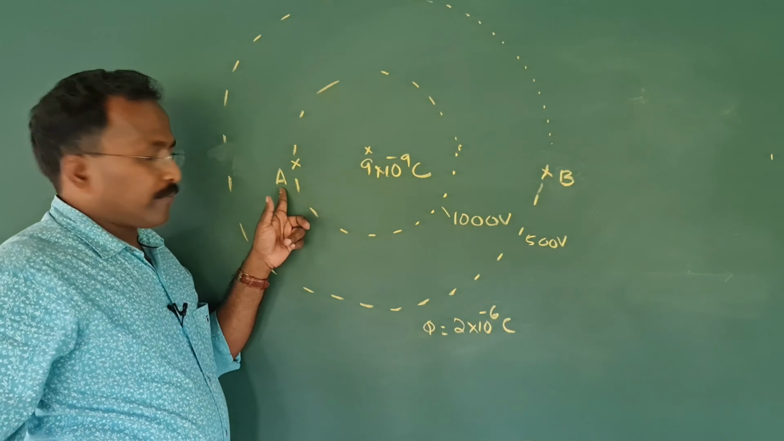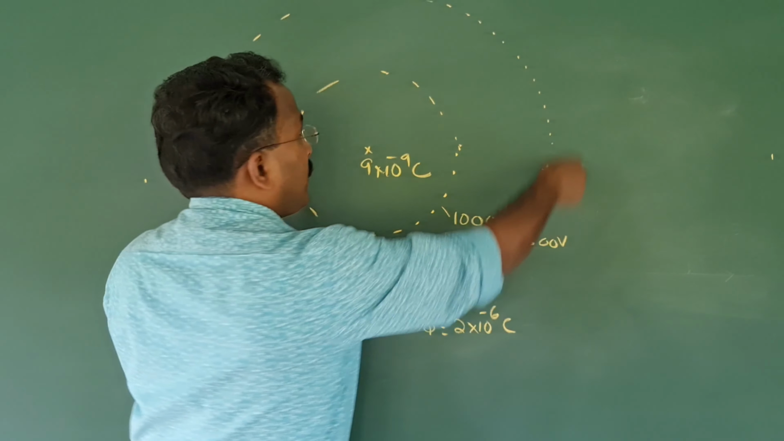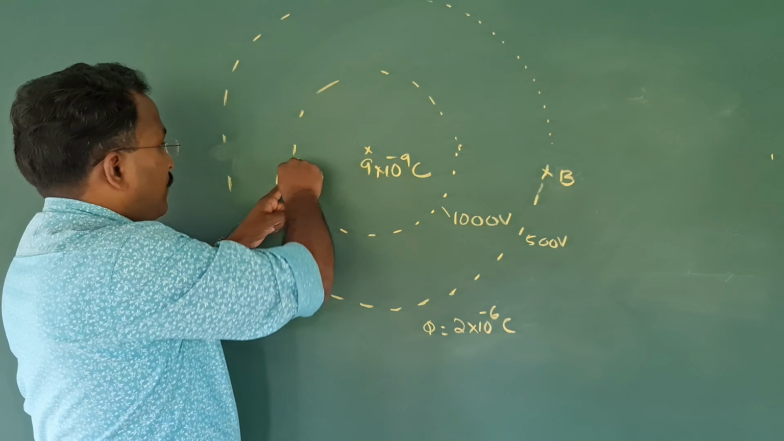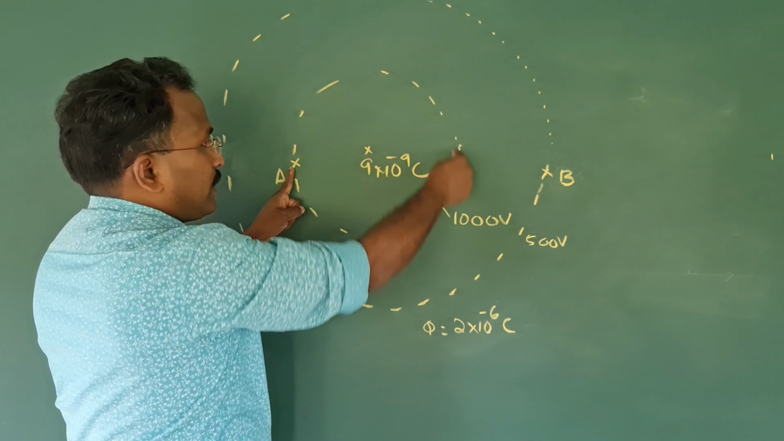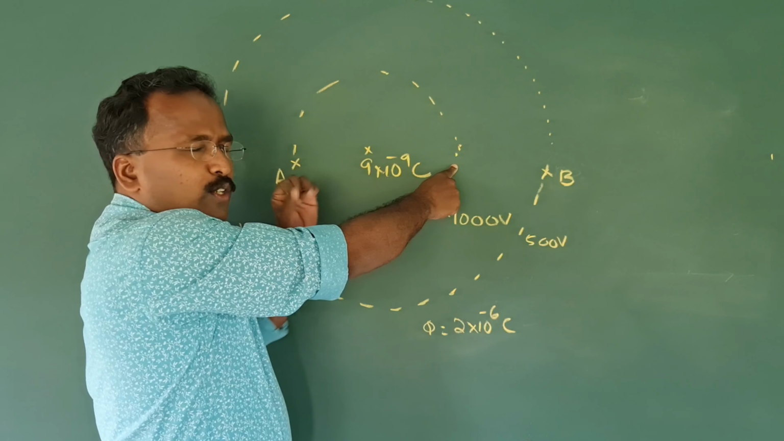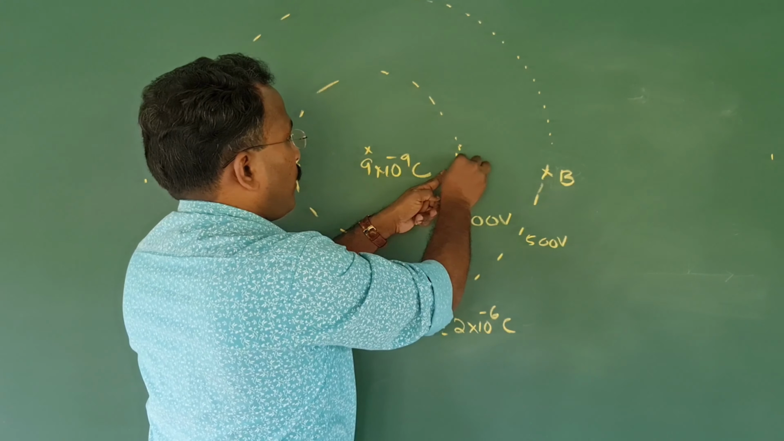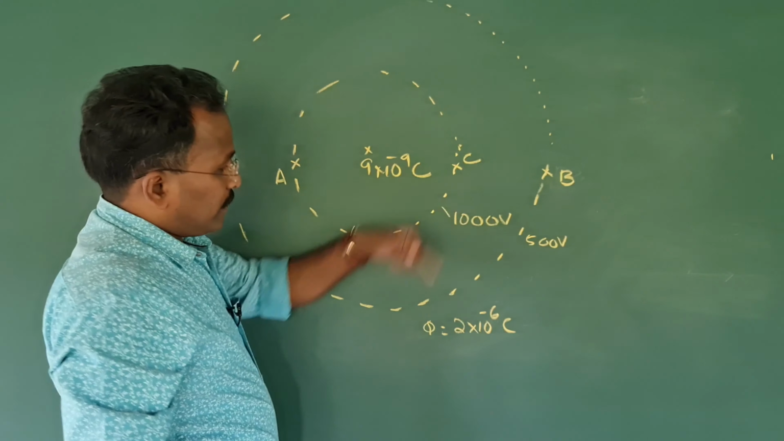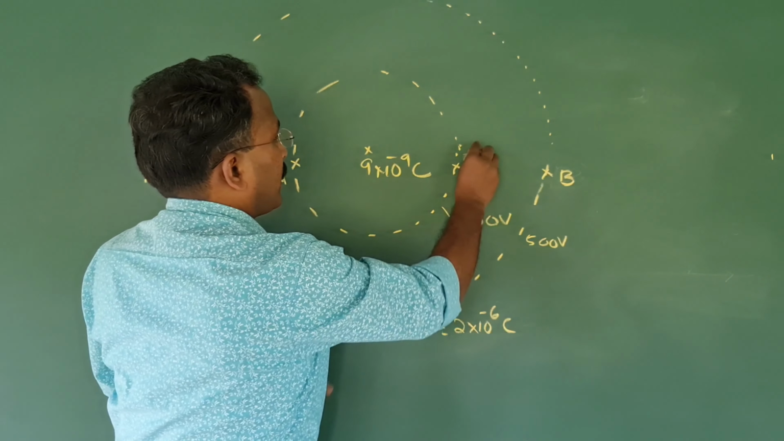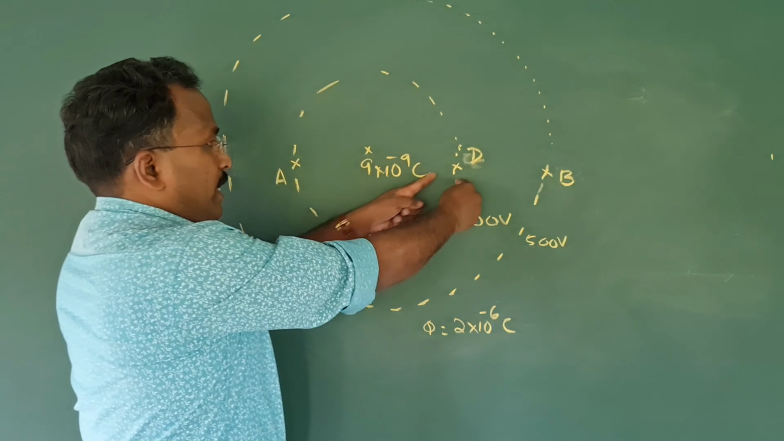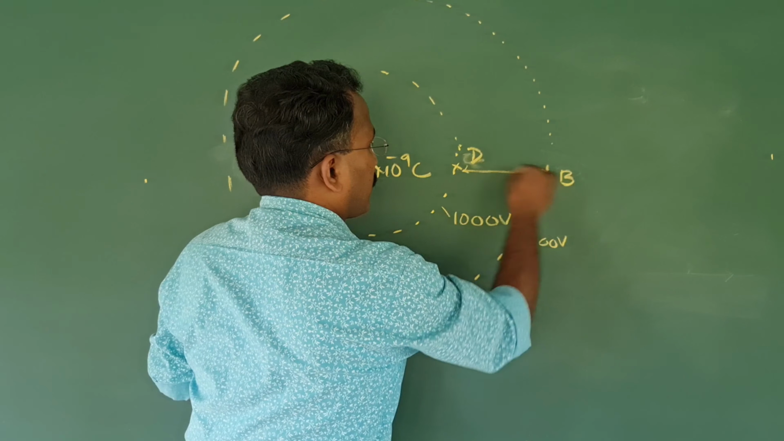Have you noticed that A is on the 1000 volt surface and B is on the 500 volt surface? You have to understand this. From A to this diametrically opposite point, no work is required. Let's mark that point as D. So from A to D, no work is required. From D to B, work is required.